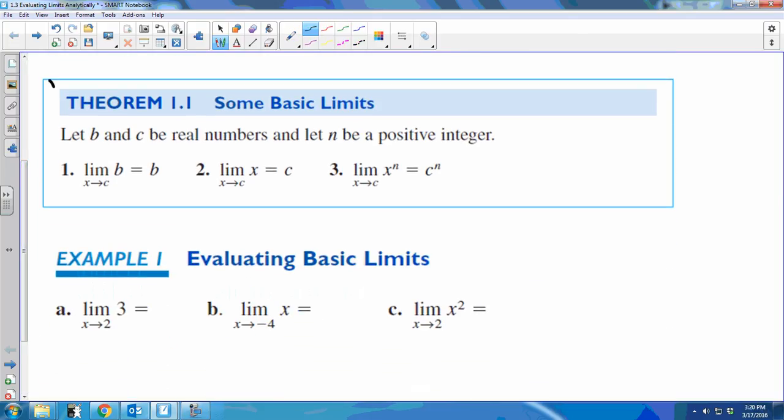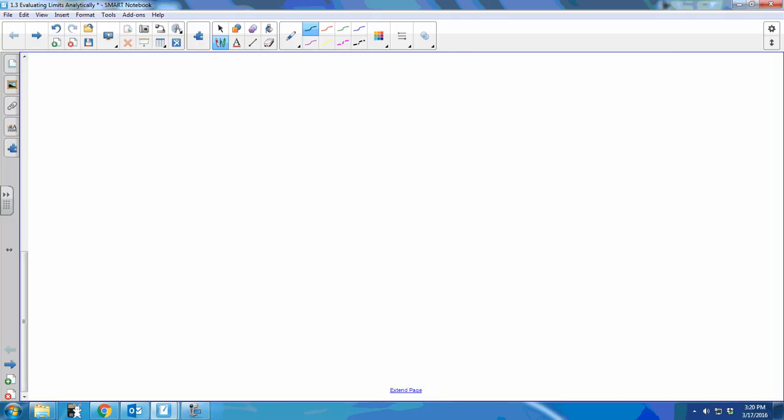It gives you a theorem about some basic limits. Okay? And it gives you some rules, but all these rules mean is that you can substitute your x value into the function to get the y value, which would be the limit. We're going to look at graphs of these as we go.